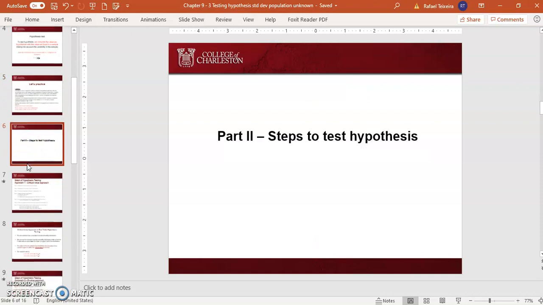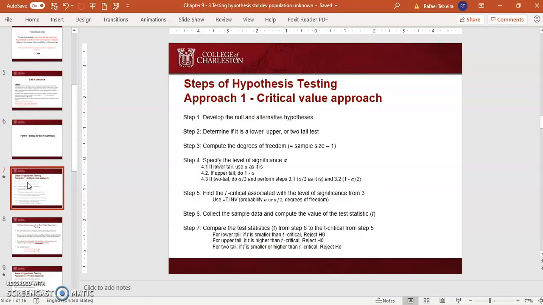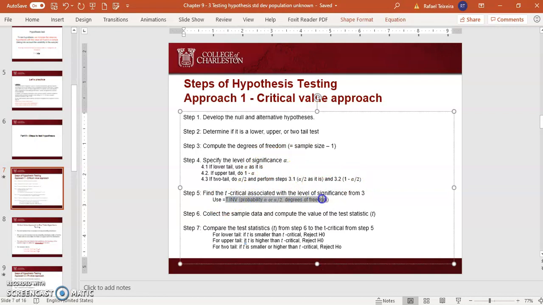So the steps to test the hypothesis are very similar to the steps I showed you in the previous videos. So you have the critical value approach. Here the steps are very similar. You have an additional step here, which is compute the degrees of freedom. In step 3, in step 4 is specify the level of significance. If lower tail, use it as it is. If upper tail, do 1 minus the alpha. If it's 2 tail, do alpha divided by 2 and do these two things. So you learned how to do that before, okay? And then after you get the alpha, you find the t critical associated with the level of significance you got in step 3. You use this function here, this formula in Excel.